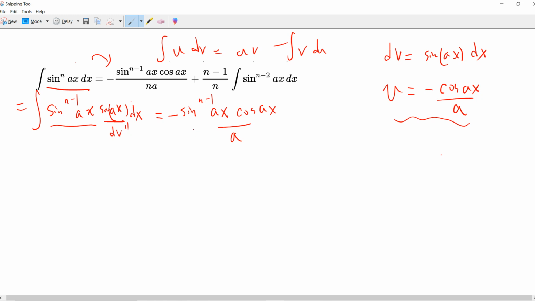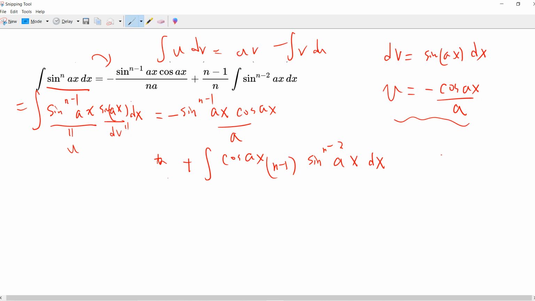Okay, and minus, right, v du. So this is v. Okay, du. So u is this u, right? So du is just (n-1) sin^(n-2) ax dx, but there's a here, right? So there will be a, so a will cancel.